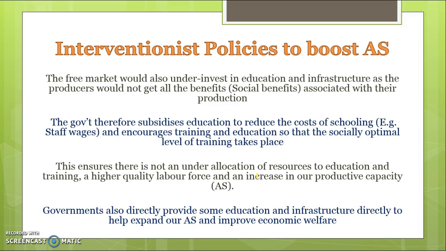The free market would also underinvest in education and infrastructure because the producers don't get all the benefits. The social benefits associated with education include things like the fact that you're paying tax for the rest of your life, you're less likely to be involved in crime, and you can make a more meaningful contribution to society. For infrastructure, that would be for society more generally: less time spent in traffic, potentially less air pollution because trucks are spending less time on the roads, and things like that.